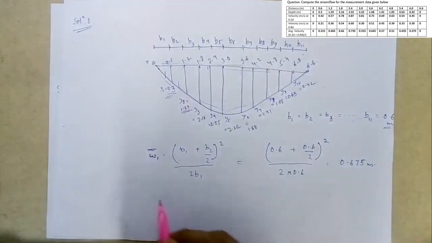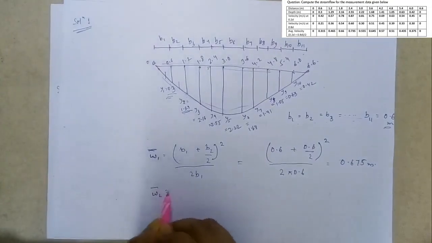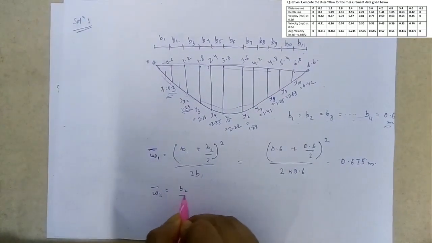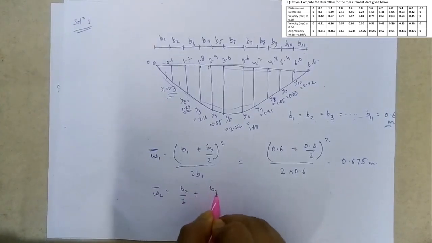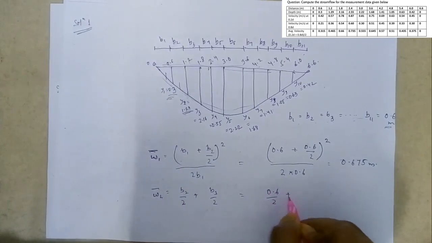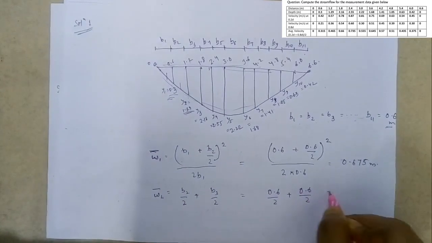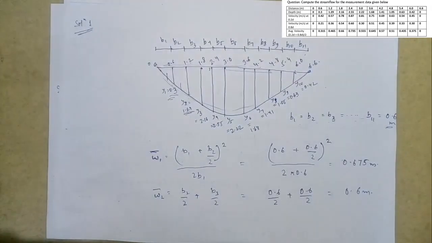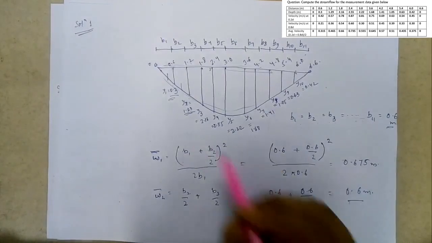For W2, the bar will be B2 upon 2 plus B3 upon 2, which is 0.6 upon 2 plus 0.6 upon 2, and it is equal to 0.6 meter. And likewise W3 bar, W4 bar, W5, W6, W7, W8, W9 will all have the same answer, right?